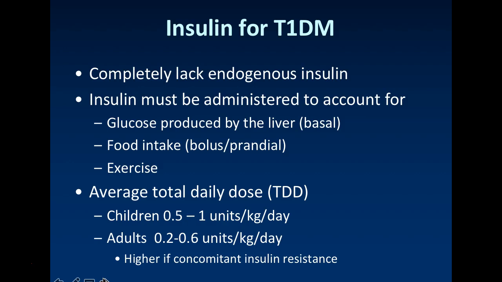So again, in the majority of patients that are adults, there's going to be an average dose of 0.2 to 0.6 units per kilogram. The majority of patients are going to require about 0.5 units per kilogram to achieve euglycemia, but this comes after time. So keep in mind that in the honeymoon phase, that dose may be less.